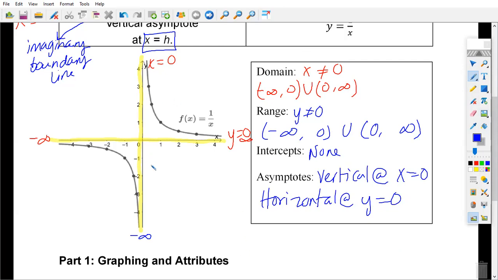Lastly, this function is considered an odd function. And it's a unique odd function because technically, does it go through the origin? It technically doesn't go through the origin, but if you were to rotate your paper 180 degrees, does it still look the same? It does. Okay. Our origin is being counted as where our asymptotes are at. That restriction is.